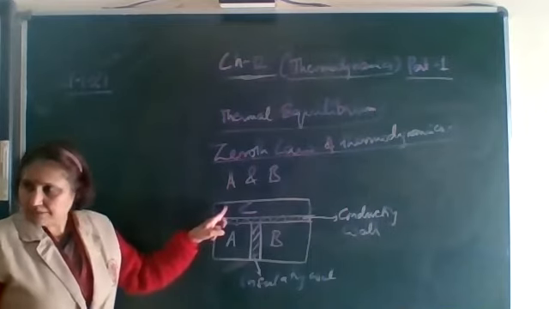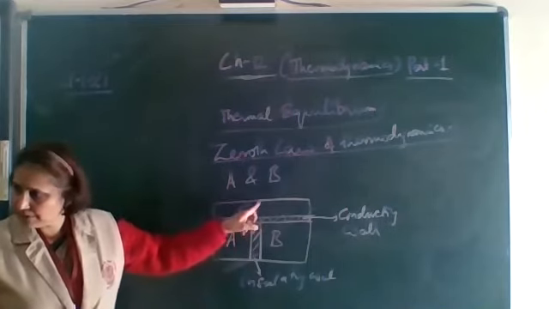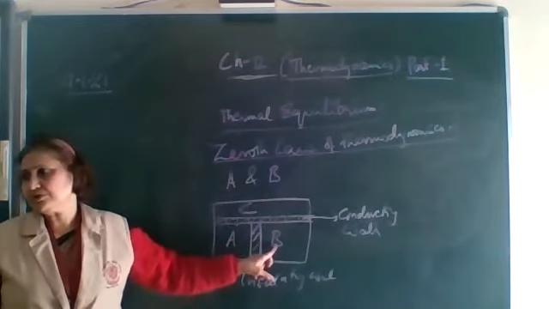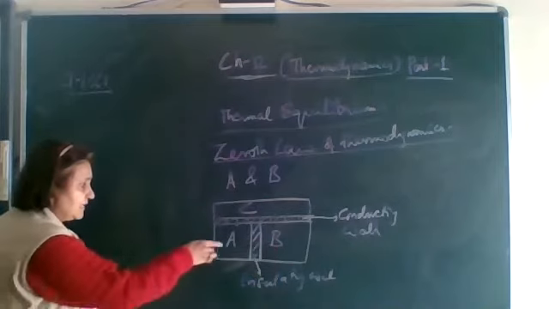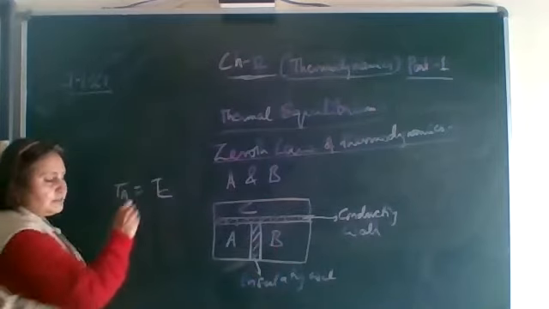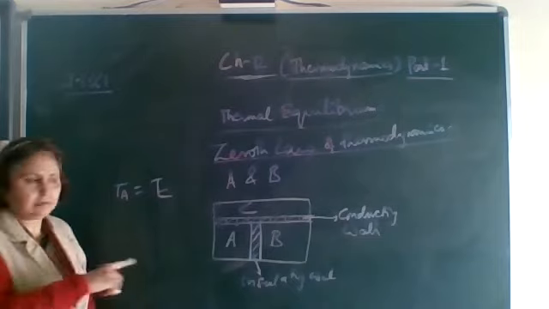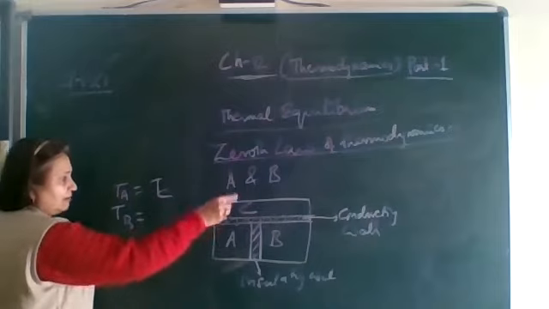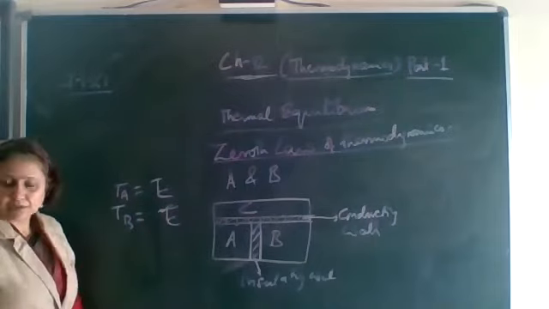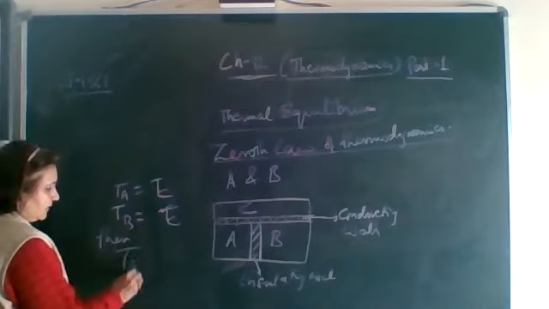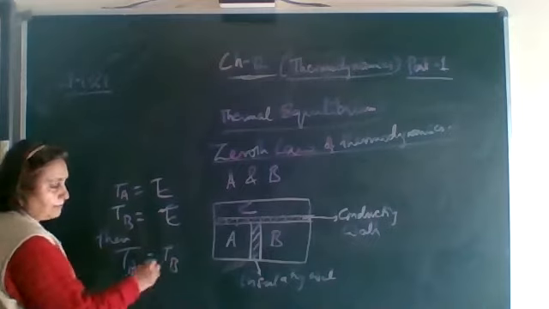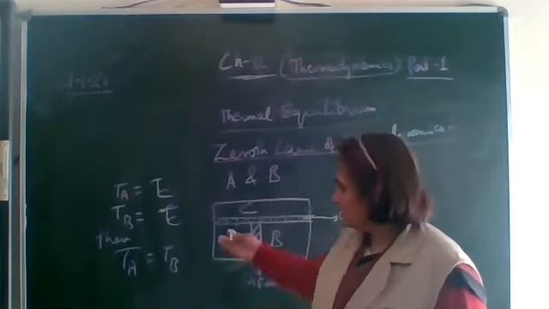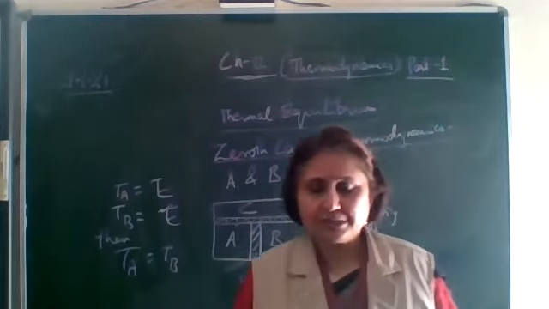Okay, so what happens? A will come in thermal equilibrium with C. B will also come in thermal equilibrium with C. Then it is seen that A and B are also in thermal equilibrium with each other. That is, the temperature of A becomes equal to the temperature of C, so both will come to the same temperature. The same way, the temperature of B will also become equal to the temperature of C. Then what do we see? The temperature of A will be equal to the temperature of B. That is, A and B are also in thermal equilibrium with each other. So this is the simple zeroth law of thermodynamics.